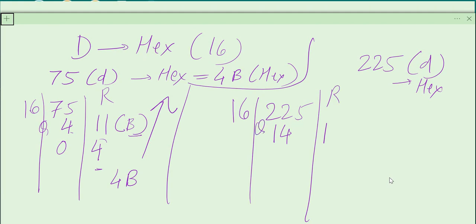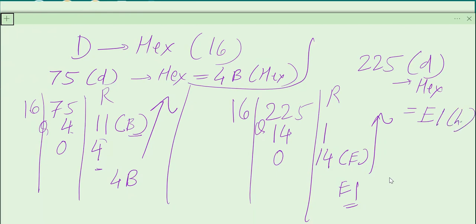Now 14 divided by 16. So naturally the quotient is 0. The remainder is 14. 14 in hex is E. Take the remainders in the opposite direction. So the first will be E and then 1. So 225 decimal is E1 in hex format. So this is for the integer part.